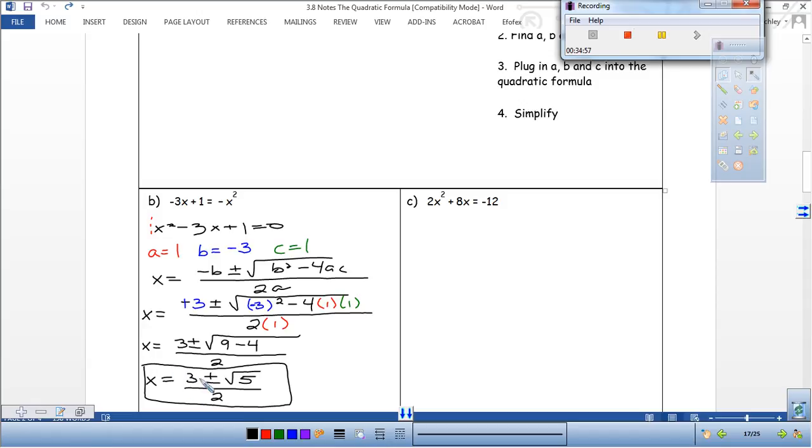X is going to equal 3 plus the square root of 5 over 2, and then 3 minus the square root of 5 over 2. Any questions? Okay, next one. Same things. First steps are the same.